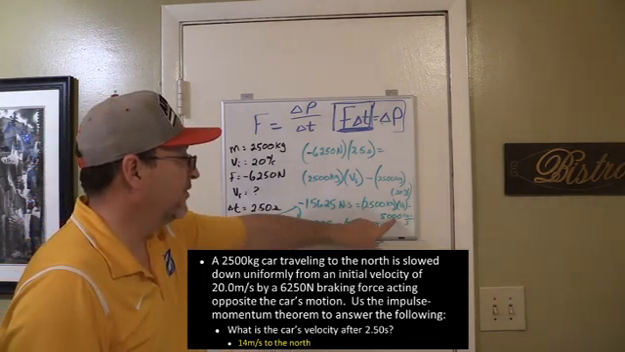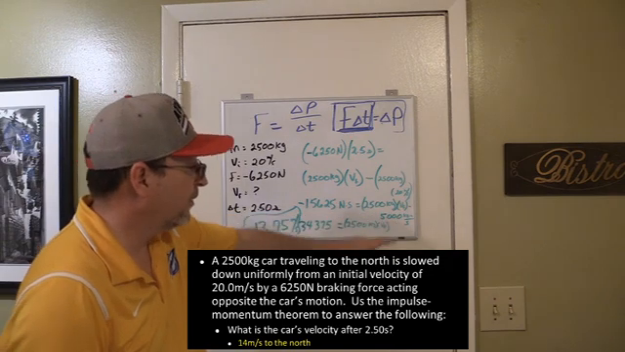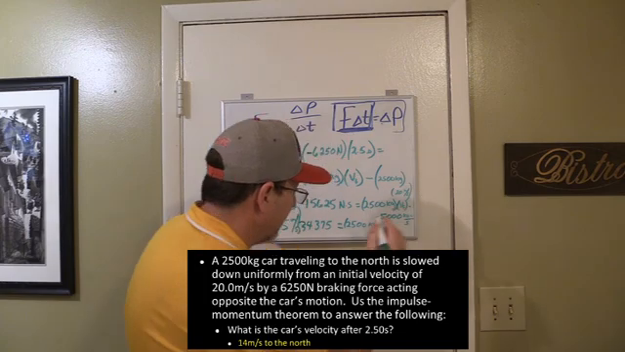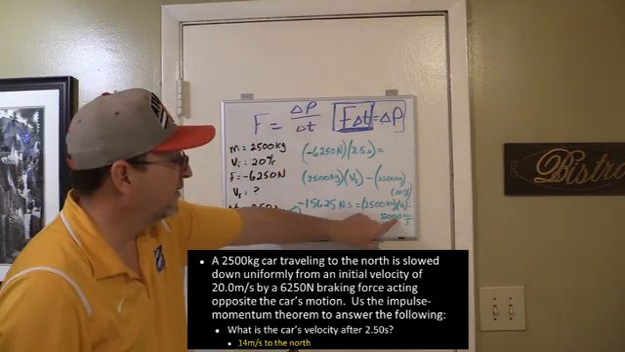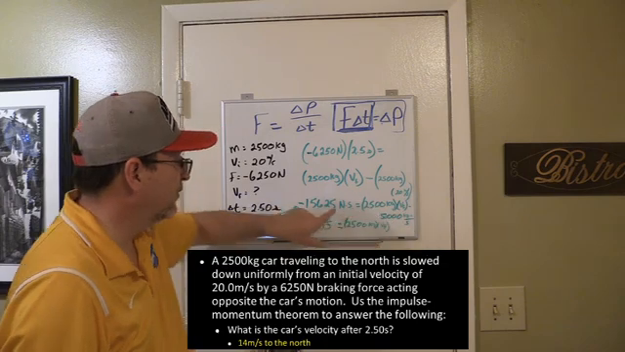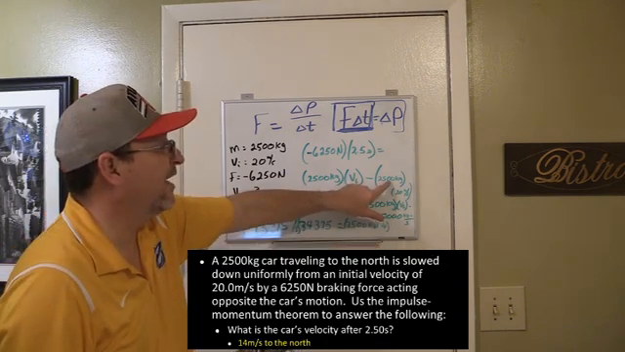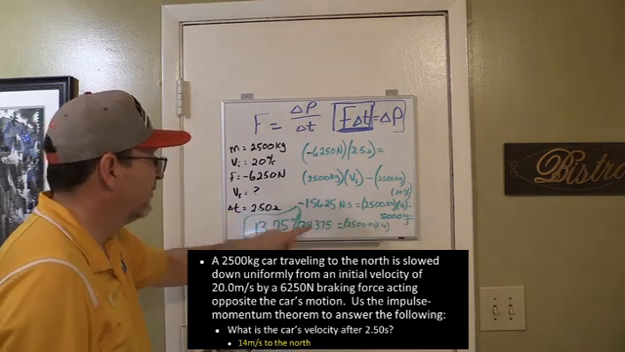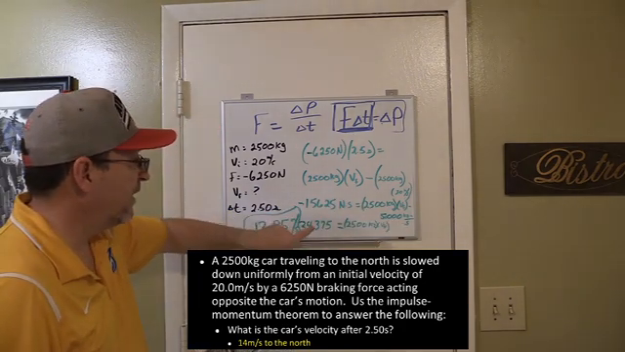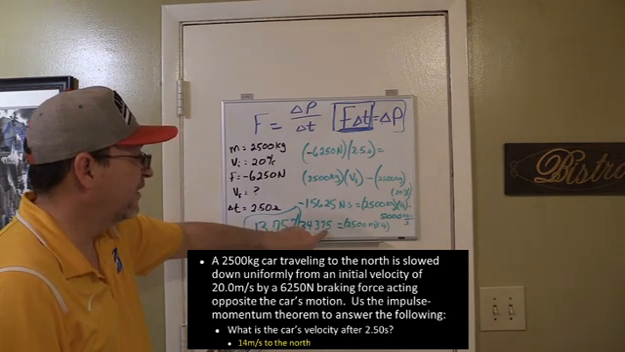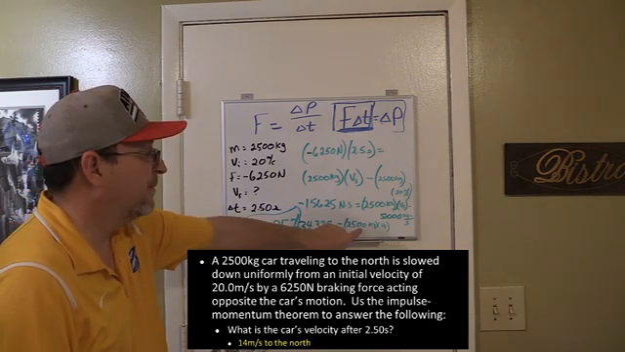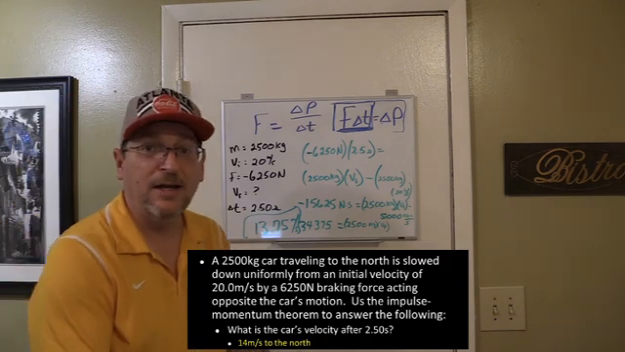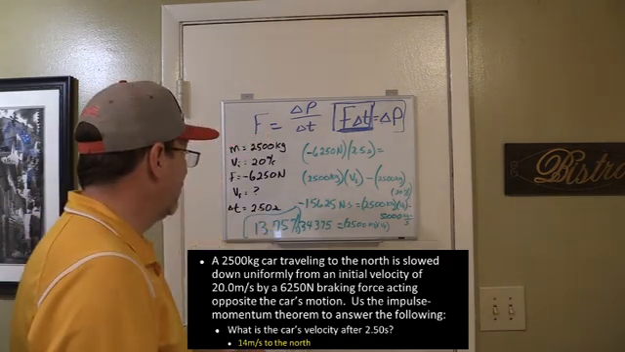I just had to add the 50,000. Oops, is it 5,000 or 50,000? Oops, it's 50,000. I didn't have enough zeros. So 50,000. That's 2,500 times 20 gives me this. Then I had to add it to both sides, and that gave me the 34,375. Then divide by the 2,500, and I get 13.75 meters per second. All right. So there's the final velocity.